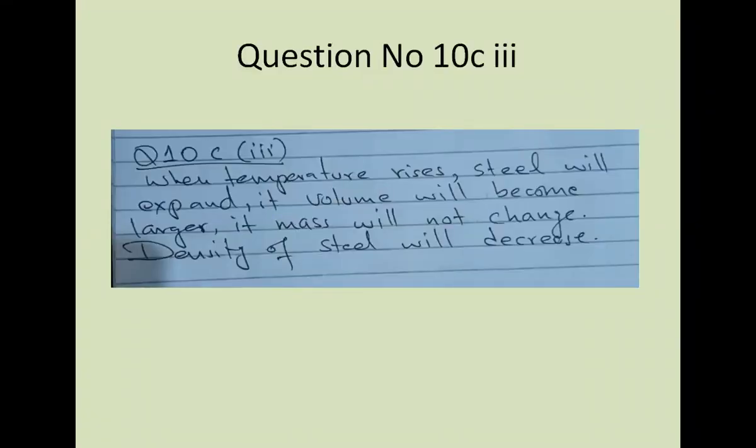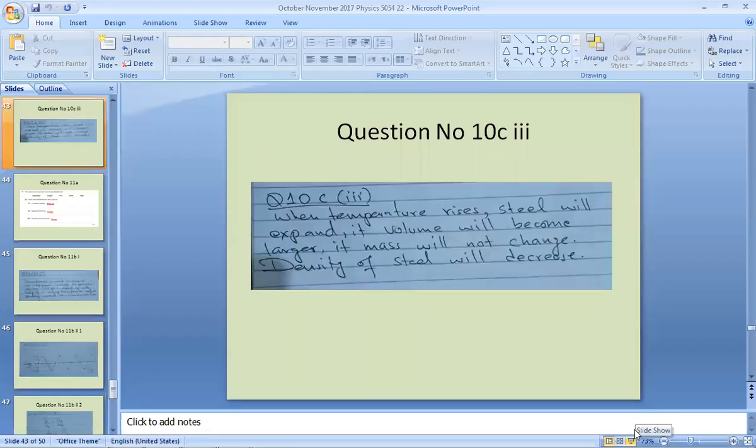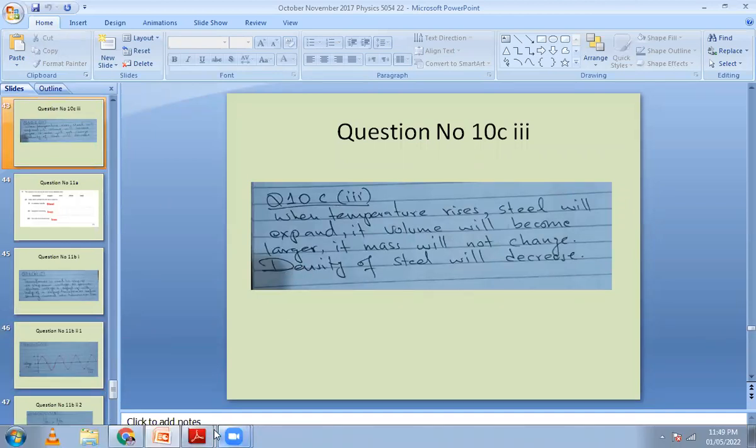When temperature rises, steel will expand. Its volume will become larger. Its mass will not change. Density of the steel will decrease because density is mass divided by volume. Mass is still the same, volume increased, so the density will decrease. Hopefully you understand. So we are done with question number 10.